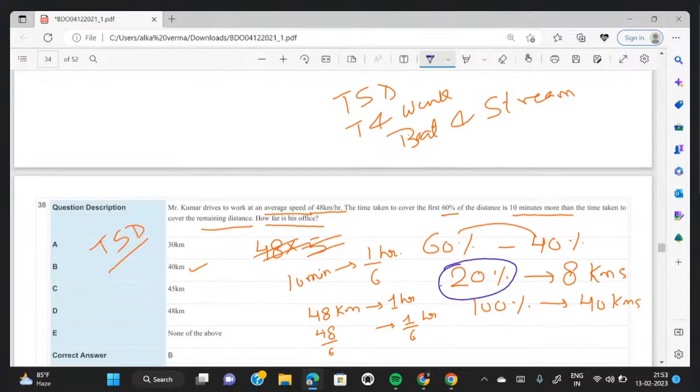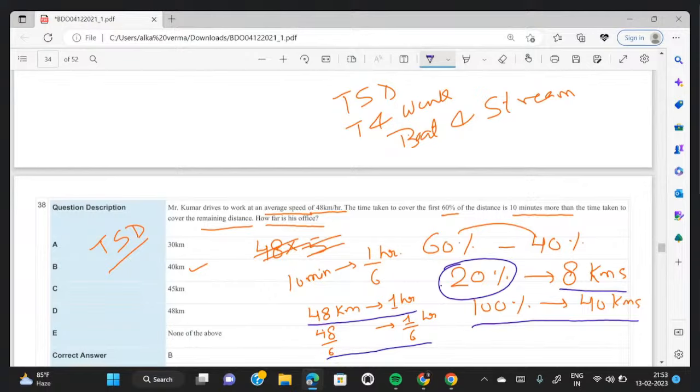It is very easy. In 1 hour, he is covering 48 kilometers. So in 10 minutes, how much will he cover? 48 by 6, so it will come to 8 kilometers. So 20% distance is 8 kilometers. Then 100% distance will be how much? 8 fives are 40 kilometers. So 40 is the answer. This is question number 38.